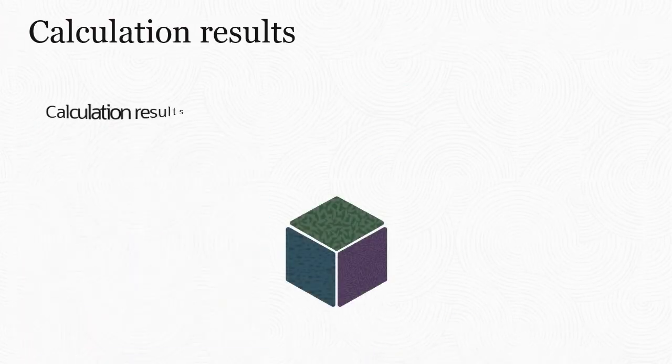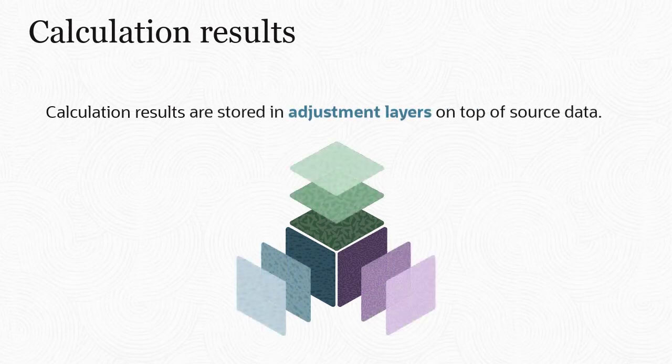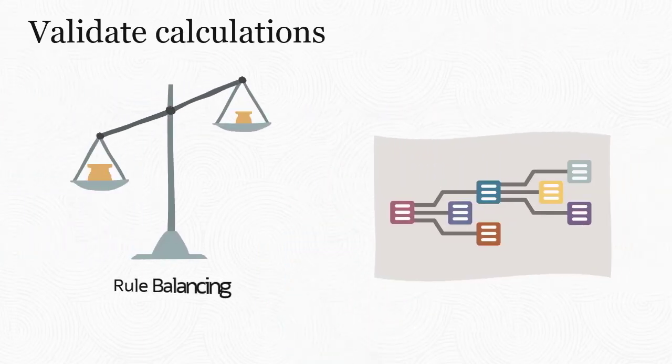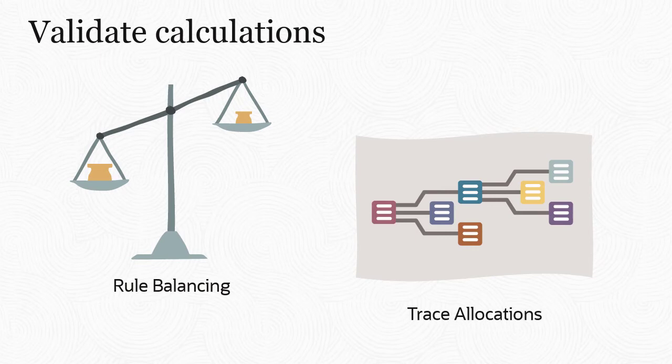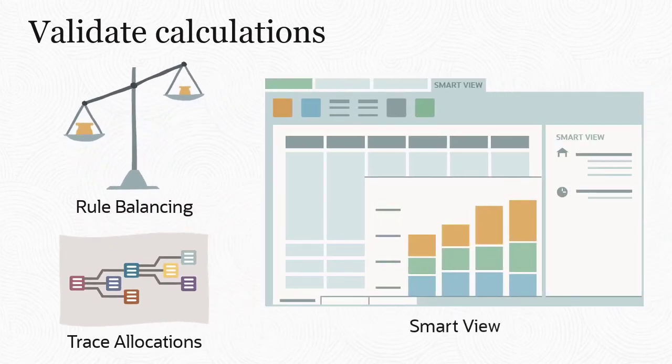Importantly, calculation results don't destroy or alter your source data. Rather, they're stored in adjustment layers on top of your source data, which makes it simple to roll back any calculation. You can easily validate your calculation results using the rule balancing screen and the trace allocation screen. For additional analysis and transparency, you can evaluate results directly in Excel using SmartView, where you can drill down for more detail.